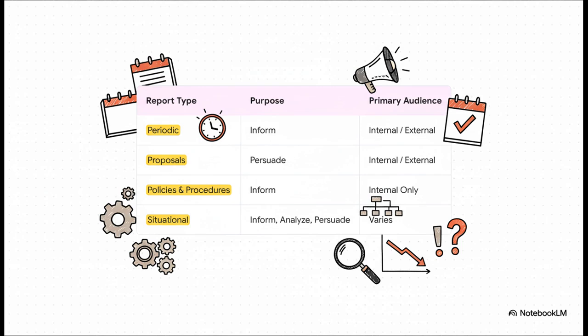You've got your periodic reports. Those are your regular check-ins, like weekly sales figures. Then you have proposals, which are all about persuasion. Think pitching for new funding. Policies and procedures, that's basically the internal rulebook. And finally, situational reports are for tackling unique events, like figuring out why sales suddenly took a nosedive. The one you choose really depends on your goal. Are you reporting on the past, proposing a future, standardizing the present, or investigating a problem?